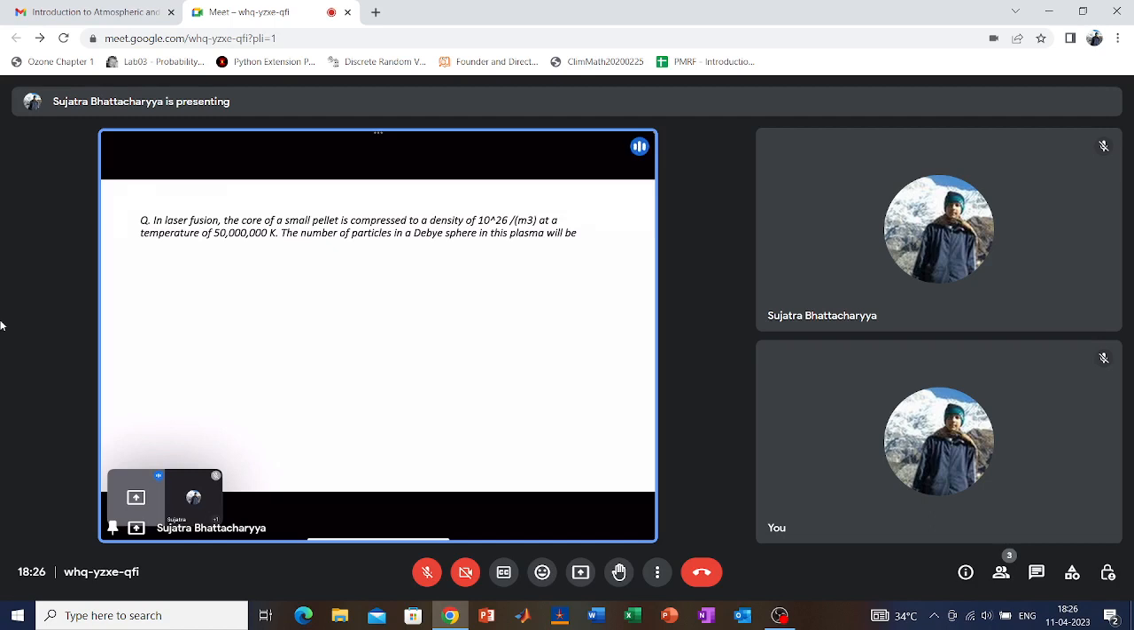In a laser fusion, the core of a small pellet is compressed to a density of 10 to the power 26 per meter cube at a temperature of some 50 million Kelvin. The number of particles in a Debye sphere in this plasma will be. So the number of particles in a Debye sphere is given by, let me give the expression first.